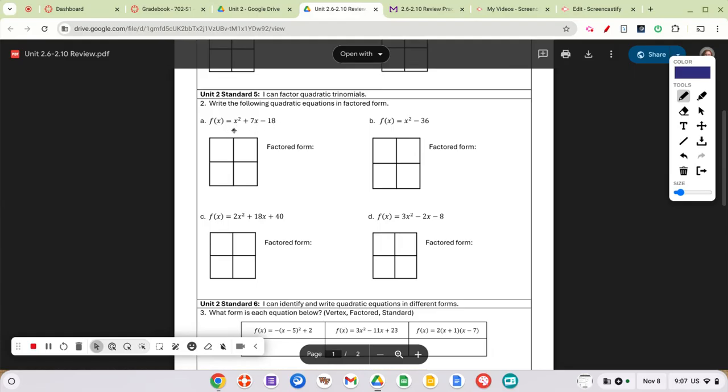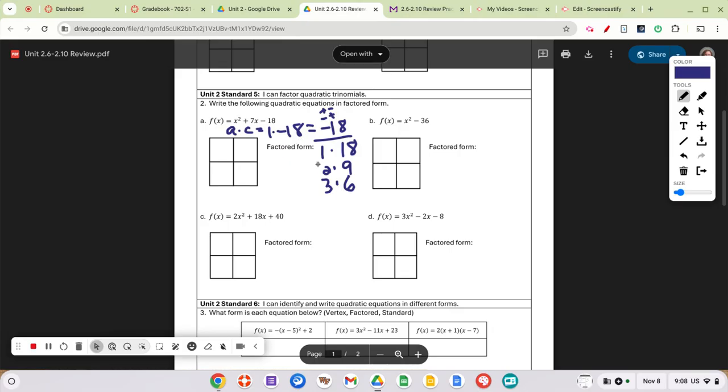The technique is to simply go a times c, which in this case is 1 times negative 18, which is negative 18. I'm going to factor that out. 1 times 18, 2 times 9, 3 times 6. 4 does not go into 18, 5 does not go in, 6 would be back around. Then I've got to have a pair of these that will add up to 7. To get a negative right here, one of these numbers has to be positive and one has to be negative, and it can be positive negative or negative positive. But we do want to end up with a positive 7 over here.